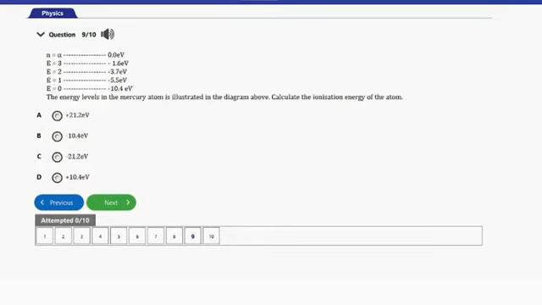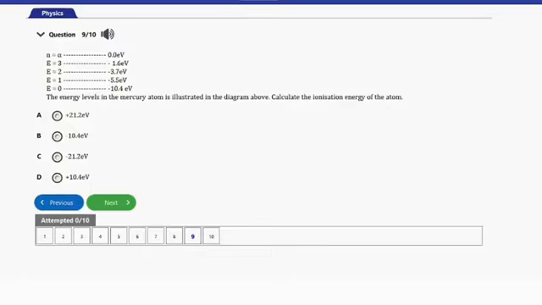So guys, the next question we have here, we have n is equal to alpha, and that's the value of 0.0 electron volts. Then E is equal to 3, and that's the value of 1.6 electron volts, and it goes on and on this way. And it says here the energy level in the mercury atom is illustrated in the diagram above. Calculate the ionization energy of the atom.